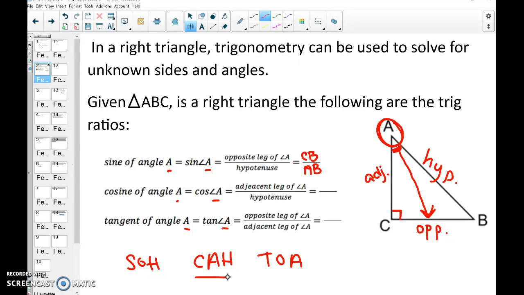Cosine, so C stands for cosine, A stands for adjacent, and H stands for the hypotenuse. So the adjacent side is AC. And again, our hypotenuse is AB. And then last but not least, TOA. T stands for tangent, and then O stands for opposite, A for adjacent. So opposite, again, like we labeled it, is CB. Adjacent is AC. All right, so no numbers or anything, just picking out which sides go with which trig function. Make sure you have that written down. Pause if you need to, rewind if necessary.